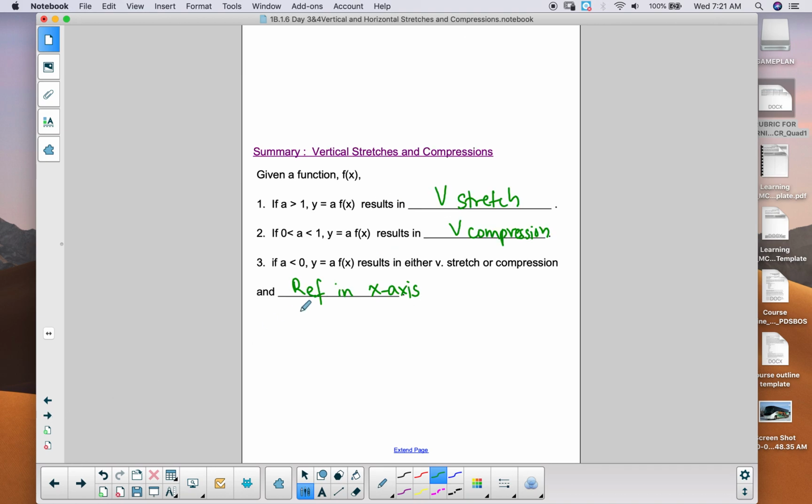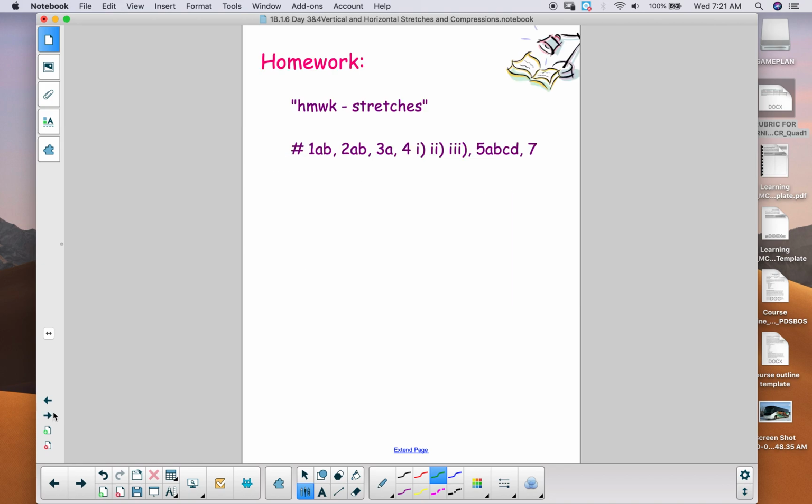So in summarizing, when you do vertical stretches and compressions, if the a value is greater than 1, then you call it a vertical stretch. And if it's between 0 and 1, you call it a vertical compression. And if it's less than 0, it's negative. That means there's a reflection in the x-axis. That is the homework for this section.